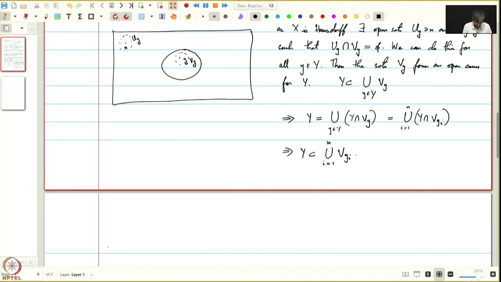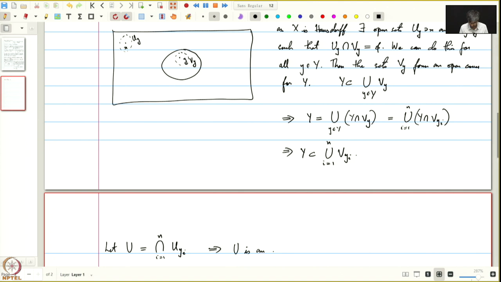So now let U be equal to the intersection, i equal to 1 to n, of U_{y_i}. Now each of these U_y's is contained in X, and this is a finite intersection, so this implies that U is an open subset of X and x is in U.